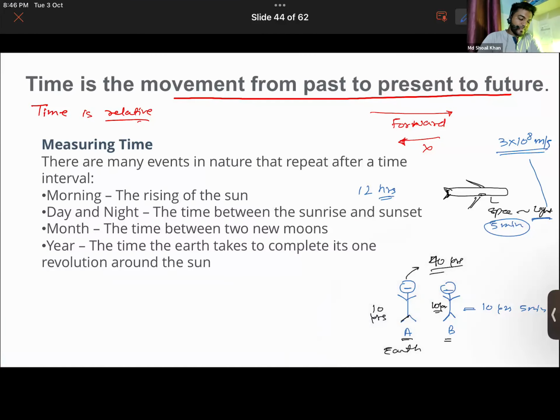So many events in nature, looking at them also, we can measure time because these events are repeating themselves after a time interval.